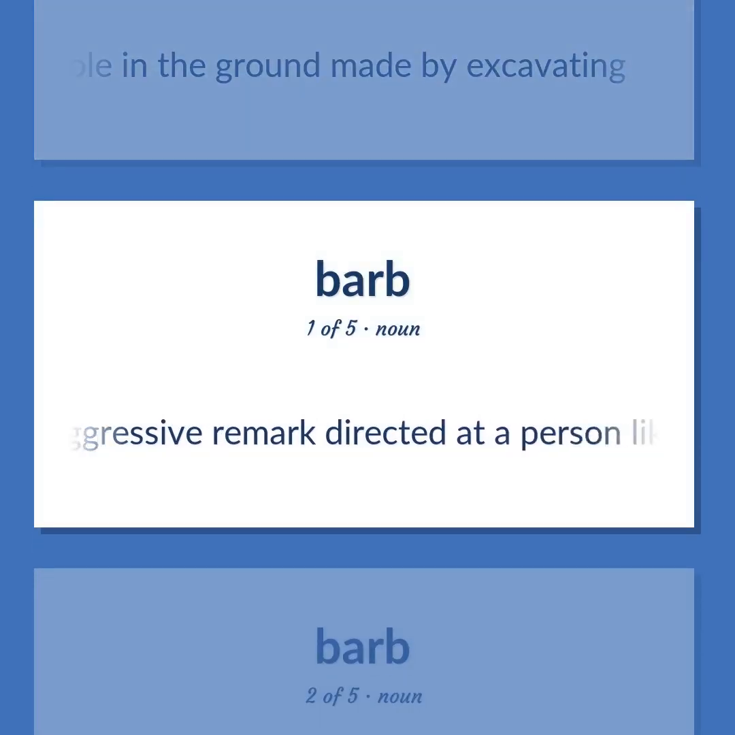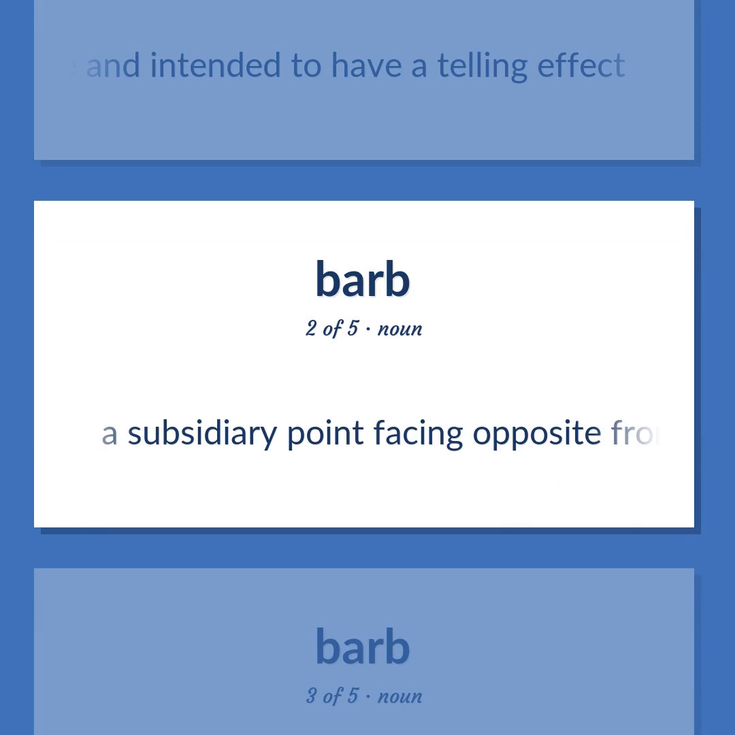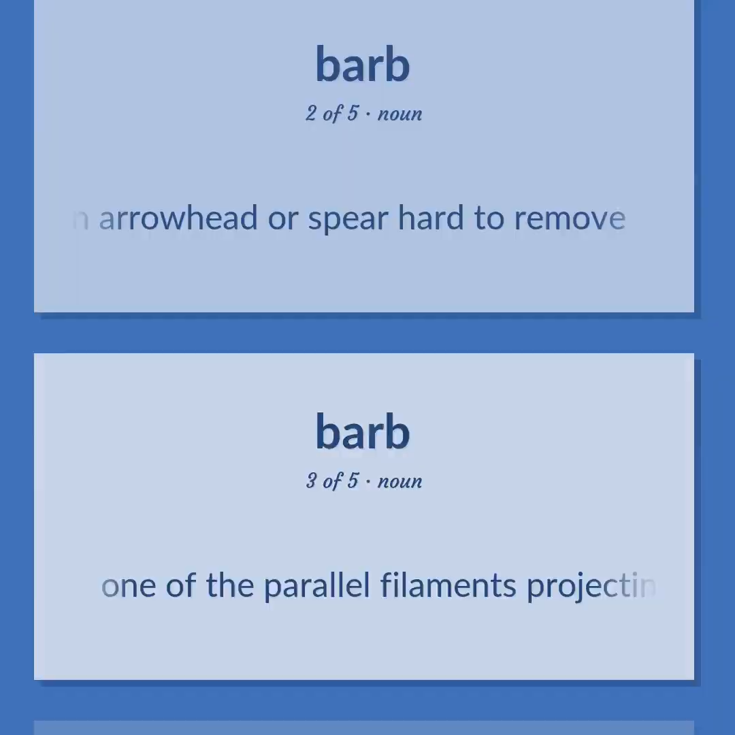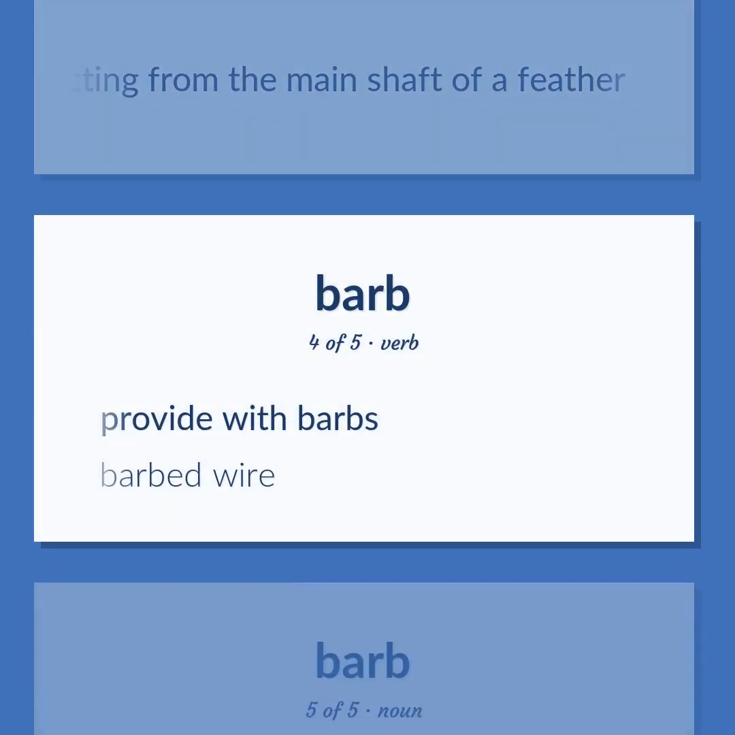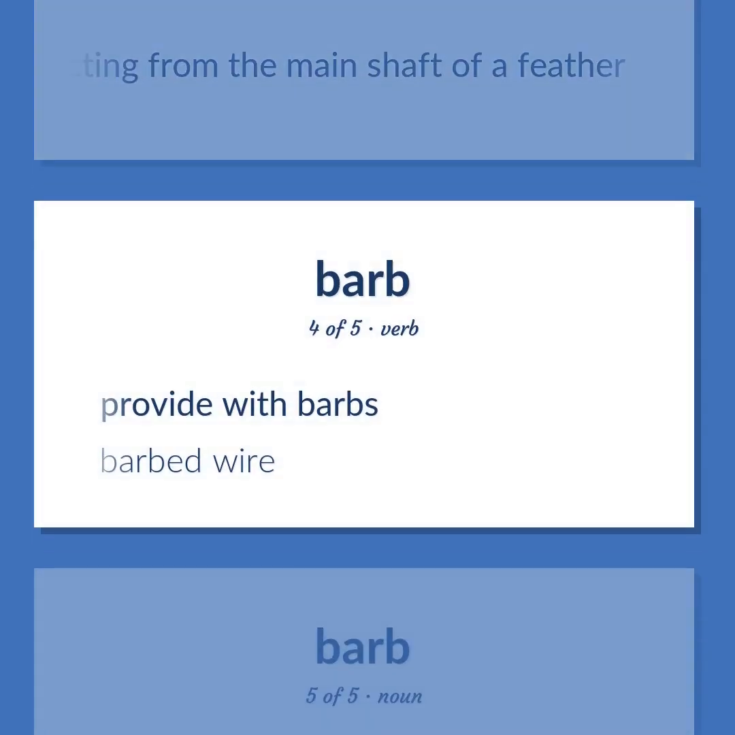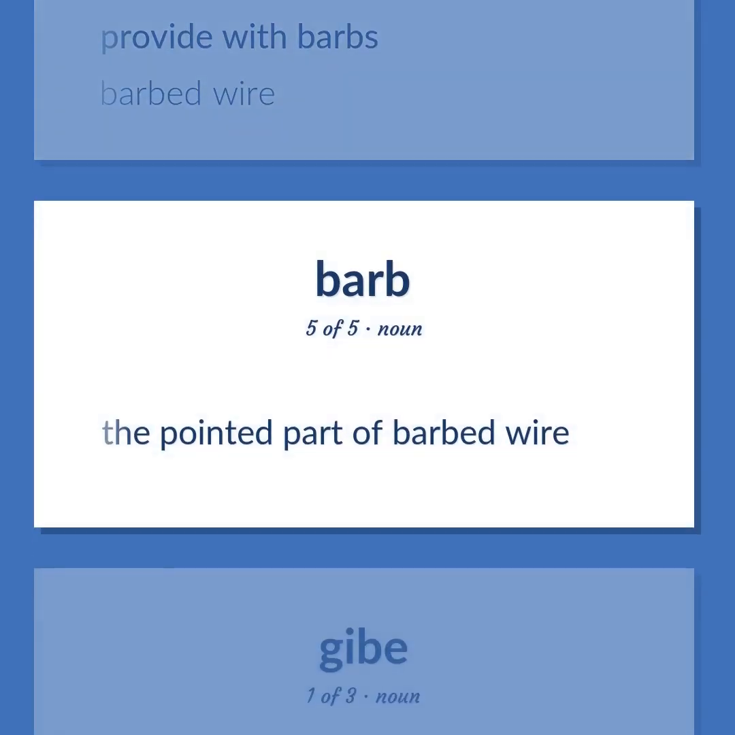An aggressive remark directed at a person like a missile and intended to have a telling effect. A subsidiary point facing opposite from the main point that makes an arrowhead or spear hard to remove. One of the parallel filaments projecting from the main shaft of a feather. Provide with barbs. Barbed wire. The pointed part of barbed wire.